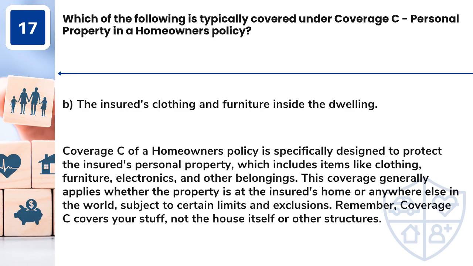Answer: B. The insured's clothing and furniture inside the dwelling. Coverage C of a homeowner's policy is specifically designed to protect the insured's personal property, which includes items like clothing, furniture, electronics, and other belongings. This coverage generally applies whether the property is at the insured's home or anywhere else in the world, subject to certain limits and exclusions. Remember, Coverage C covers your stuff, not the house itself or other structures.